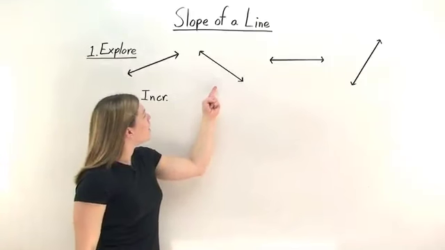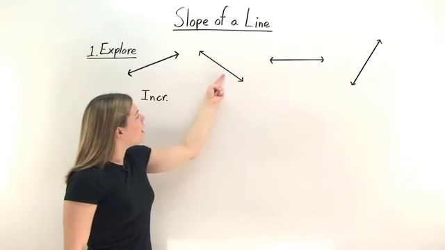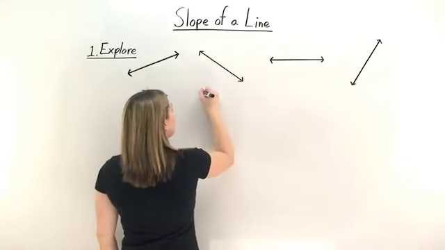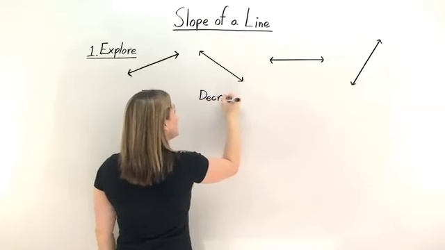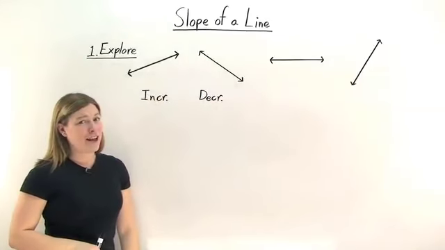Now, how about the second line? Well, here we can see that this line is going down. So the amount of money in this bank account is decreasing over time. Not the bank account you want.